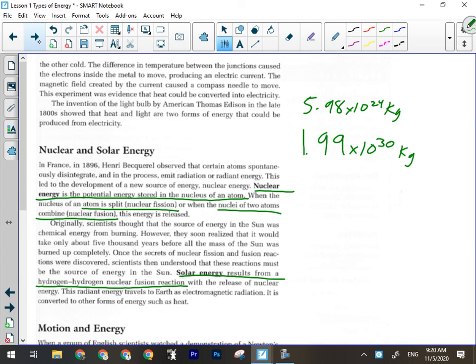The other type of nuclear energy is fusion. Fusion involves when you force two atoms together. Typically what we would see as a typical fusion reaction would be a hydrogen-hydrogen fusion. That is, two or three hydrogen atoms are pushed together to create one helium atom and some free neutrons and a lot of heat.